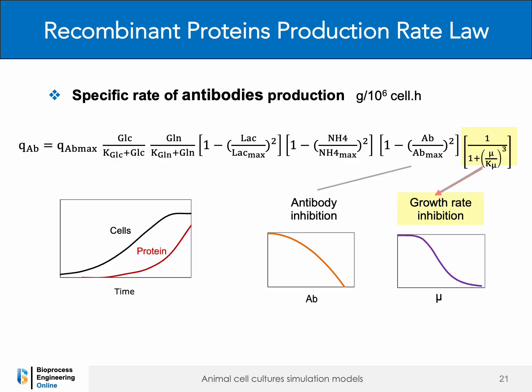Finally, the sixth correction factor accounts for the influence of the cell growth rate. As the specific growth rate increases, cells allocate more resources to proliferation and less to recombinant protein synthesis. Consequently, the specific protein production rate decreases. By combining these 6 correction factors, the model captures how nutrient depletion, metabolite accumulation, product inhibition, and cell physiology interact to determine the specific recombinant protein production rate throughout the culture.